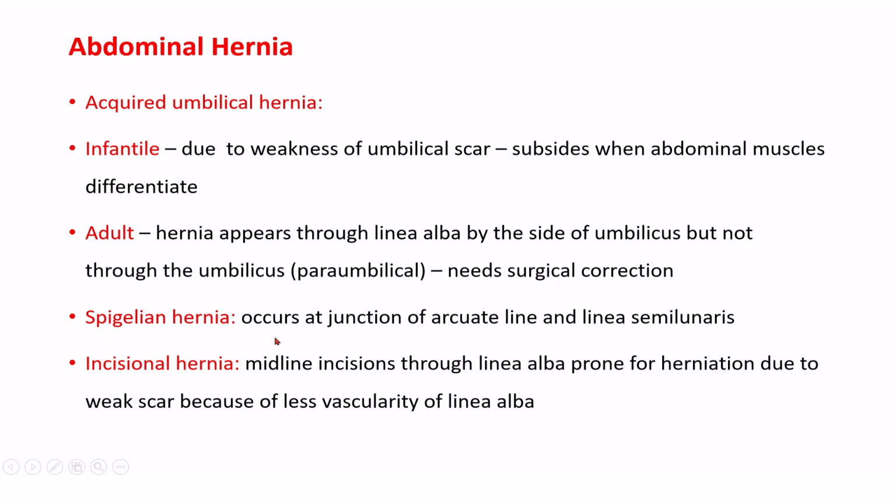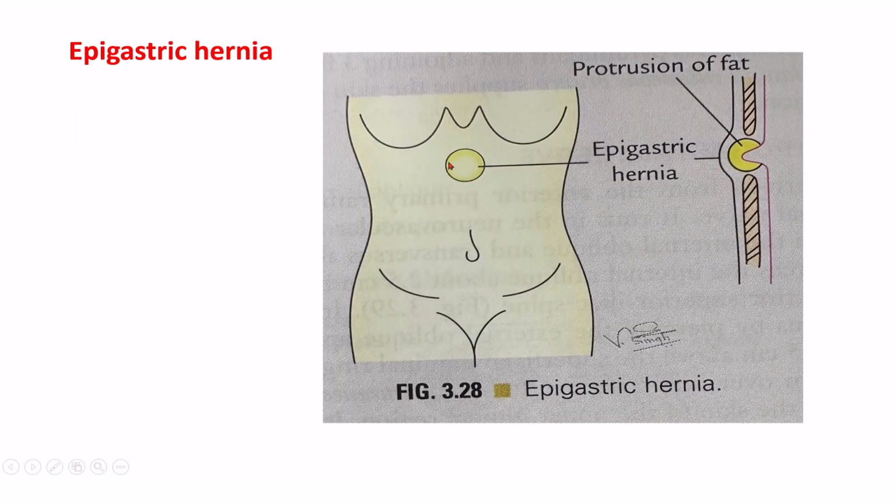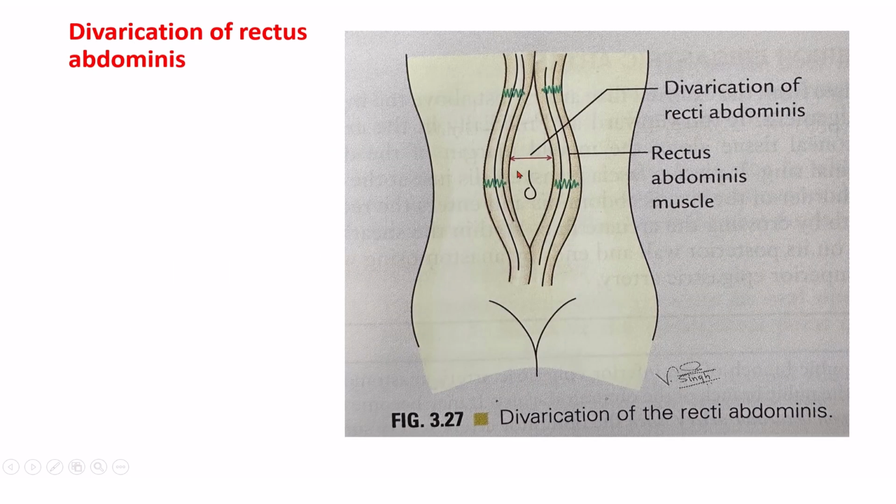Spigelian hernia occurs at the junction of the arcuate line and the linea semilunaris, and incisional hernia occurs with a midline incision through the linea alba, which is prone to herniation due to weak scar because of the less vascularity of the linea alba. So any incision can result in a weak scar due to improper healing and can result in incisional hernia. So you can see this is the epigastric hernia. You can see this is the divarication of the rectus abdominis.